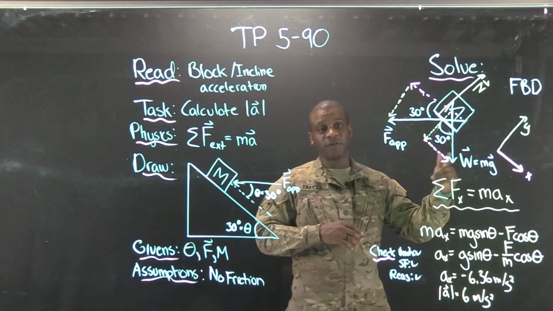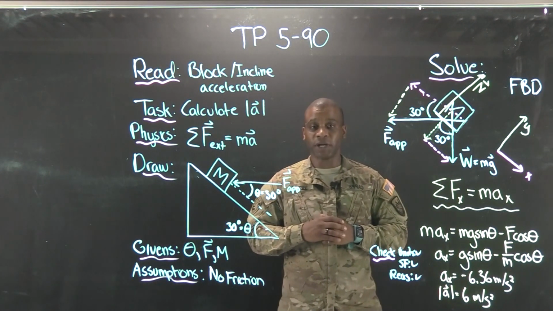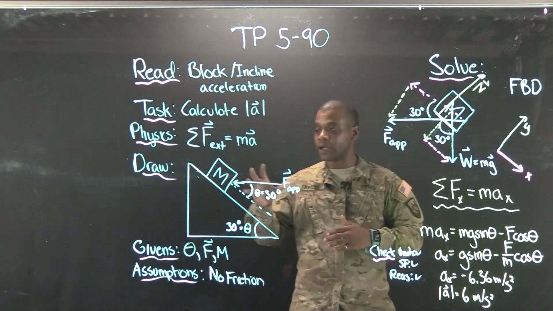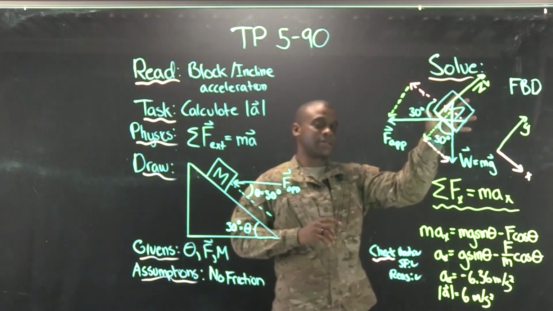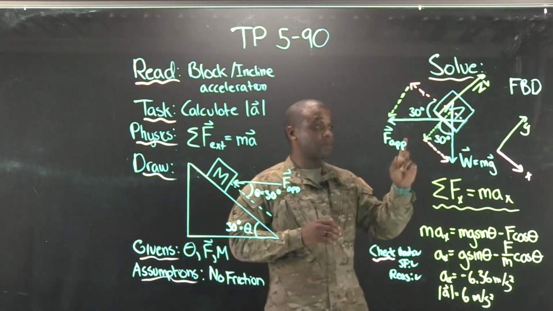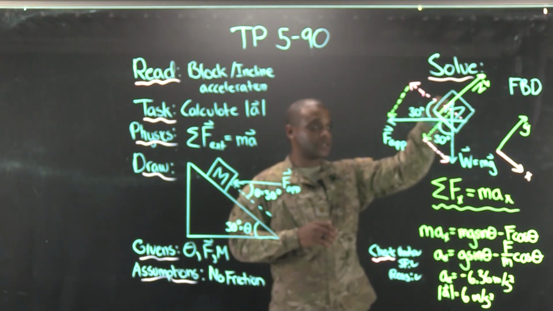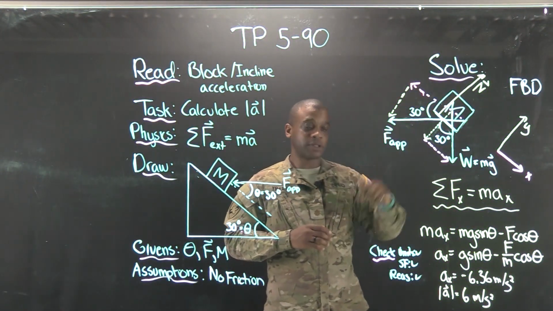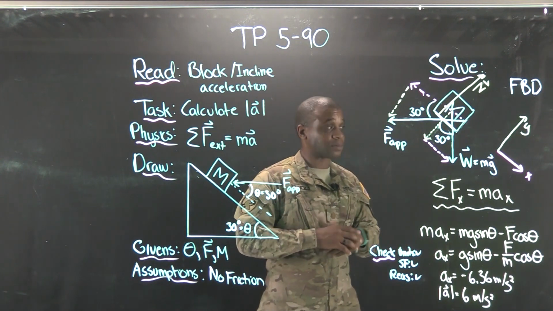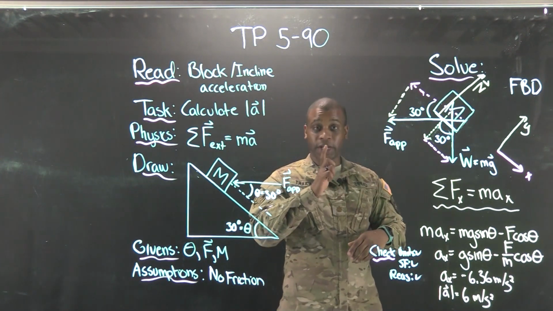In our solve step, the first thing we're going to do is draw a free body diagram. In my free body diagram, I'm going to take this mass, I'm going to isolate that mass. After I isolate that mass, I'm going to draw and label my external forces, which is the weight force, the applied force, and the normal force. After I do that, I'm going to create a coordinate axis.